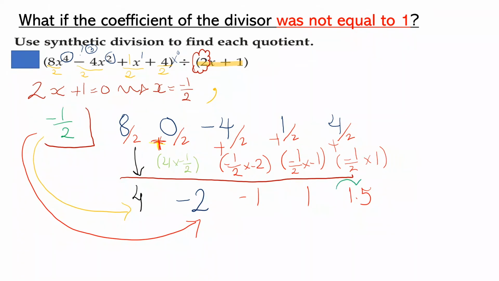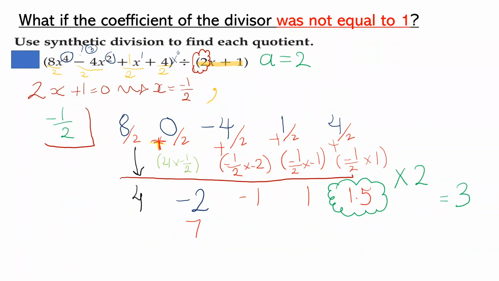Now go to the remainder. Before doing anything, multiply the remainder with a. So a here is equal to 2. Multiply the remainder with 2 and you will get 3. So your actual remainder is 3. Now let's see how we can write the depressed polynomial.